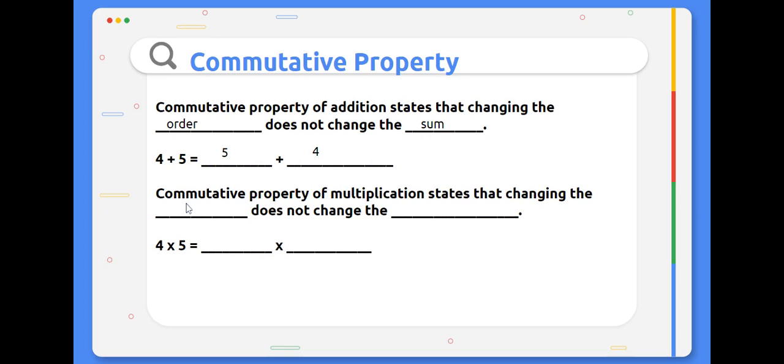Okay, same thing goes on here with multiplication. Changing the order does not change the product. 4 times 5 is 20. 5 times 4 is 20.